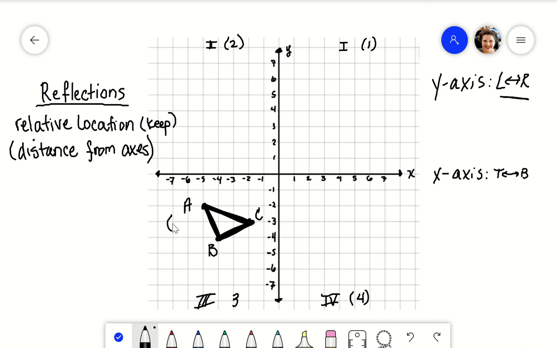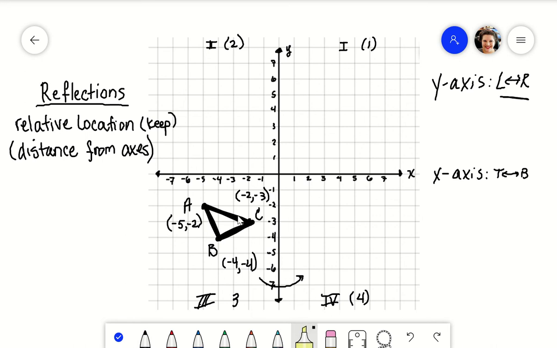And point A is at -5, -2. B is at -4, -4. And C is at -2, -3. Okay? So I'm going to reflect this over the y-axis. I need to keep my relative locations the same in terms of distance, and my relative location in terms of the shape itself is going to be reversed.